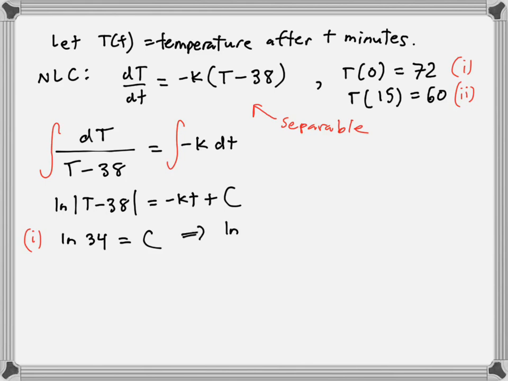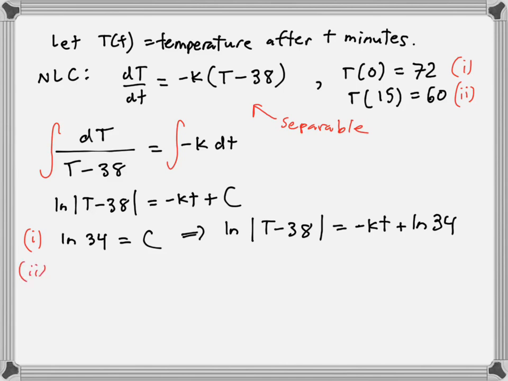So what does this mean? This means that the natural log of T minus 38 is equal to negative kt plus the natural log of 34. Okay? So what we're going to do now is find k, and we're going to find k by plugging in condition 2.